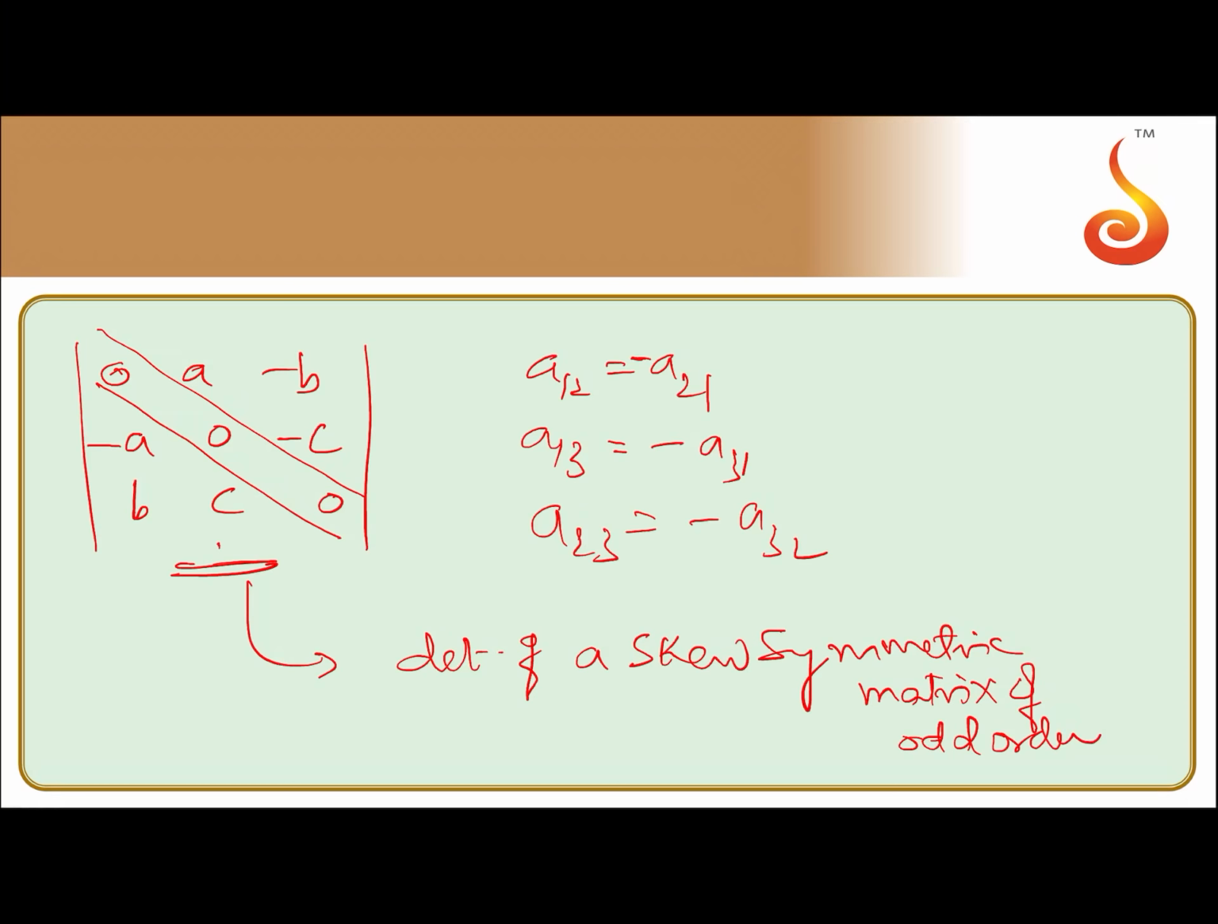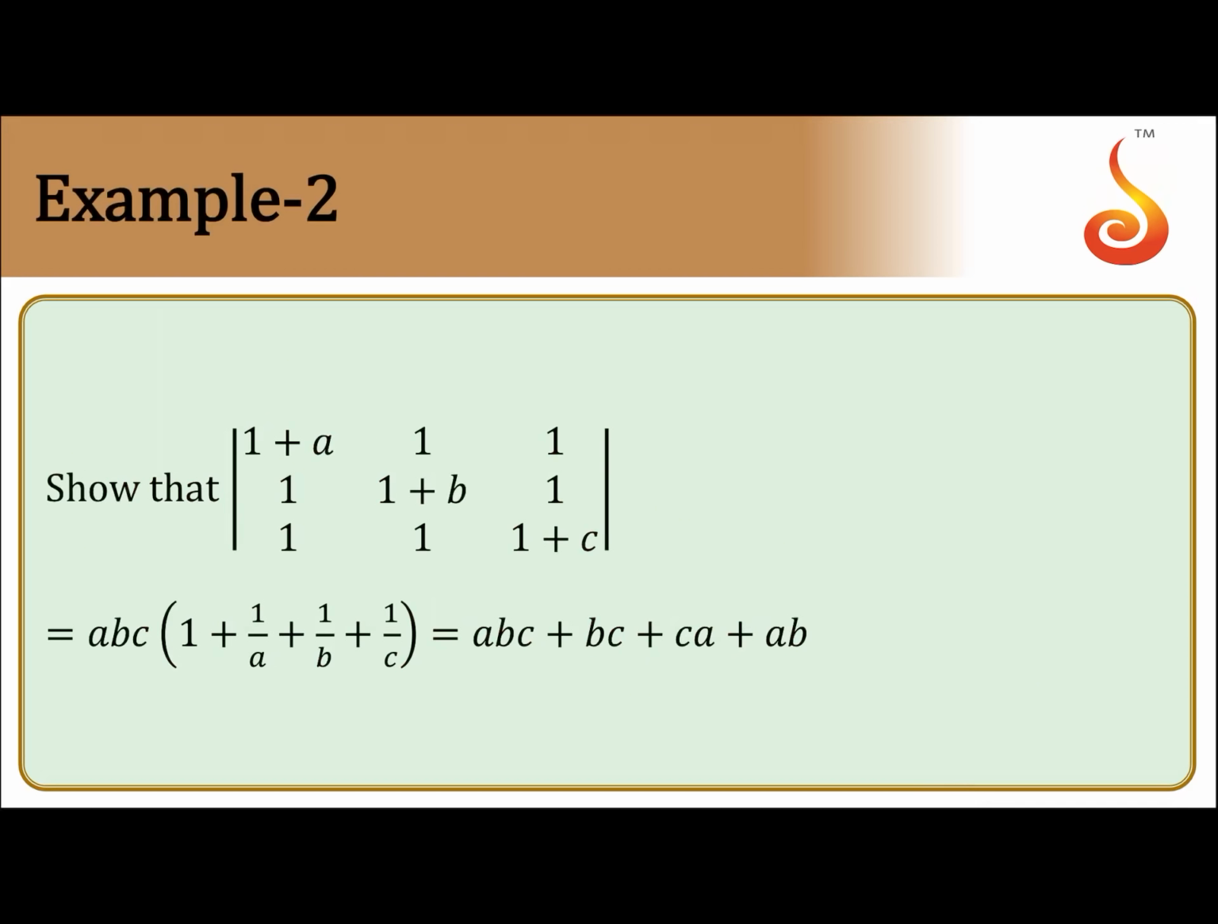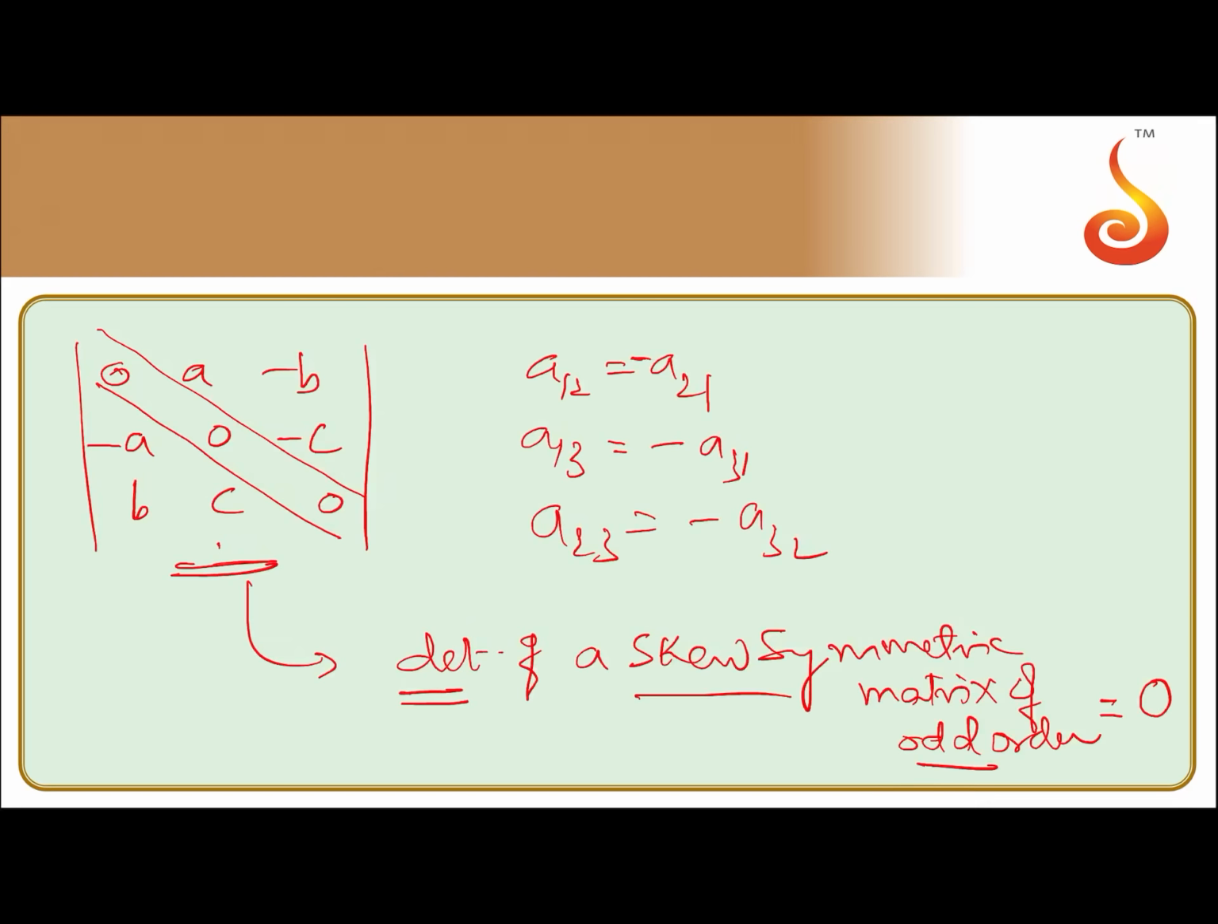We know from the basic property of the determinant that the determinant of a skew symmetric matrix of odd order will definitely be zero. We proved this already. So the answer for this determinant is equal to zero.